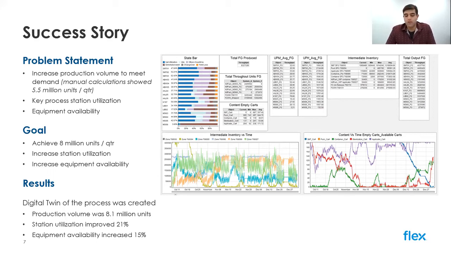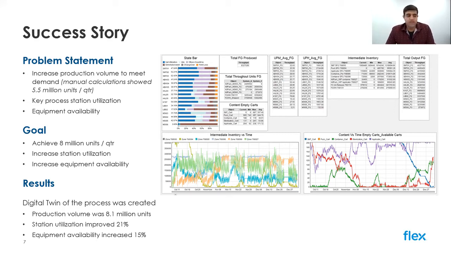The other two main problem statements they were experiencing were that they had a key process station that had a very low utilization. They wanted to make sure that the utilization of this station was at a considerable amount because of the process that was performed at that station. They were also having some issues with equipment availability, so they had some equipment that they were using in the process that they wanted to make sure was available when it was needed.